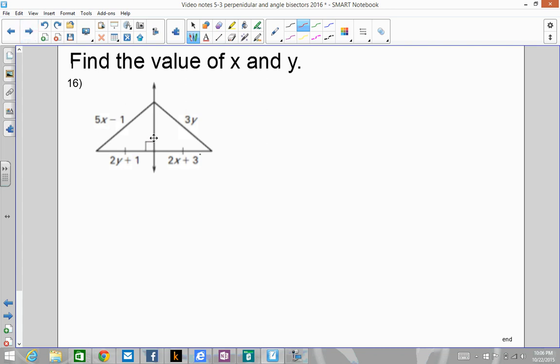So if you look, this is a perpendicular bisector. And if it is, then that means this piece has to be congruent to this piece. And so this piece here is congruent to this piece. So I have 2x plus 3 equals 2y plus 1. And I've got 5x minus 1 equals 3y. So I got 2 equations with 2 variables. That's a system of equations, so I need to get it in standard form.